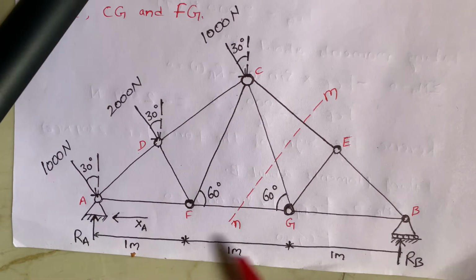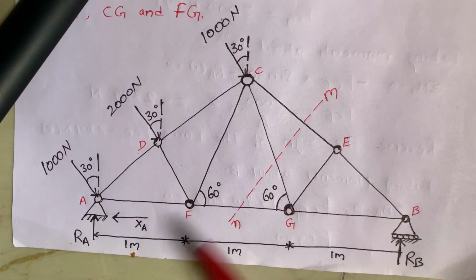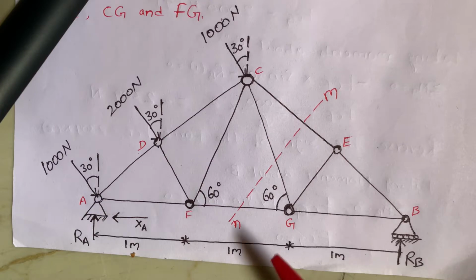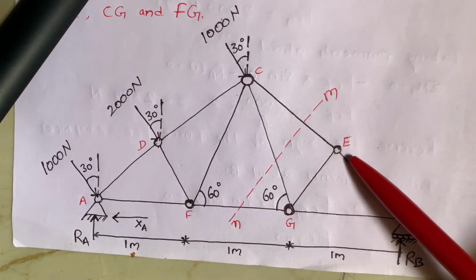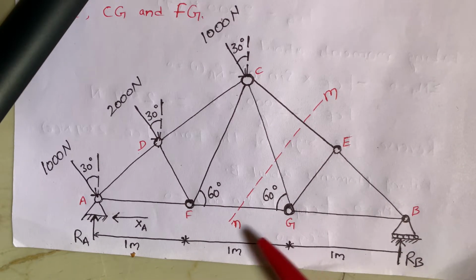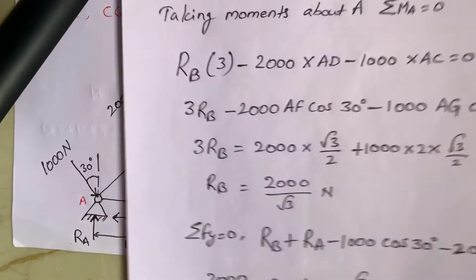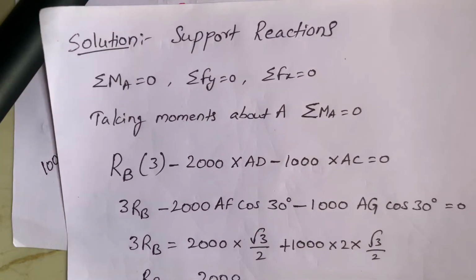Here two supports are there. One is a roller support and one is a hinge support. For this truss member, by using the method of sections, I'm going to determine the axial forces in CG, CE and FG. These three members, by using the method of sections, I'm going to determine the axial forces. So first we have to calculate the support reactions.